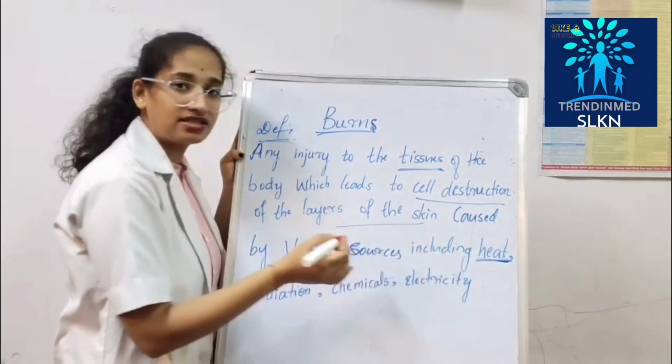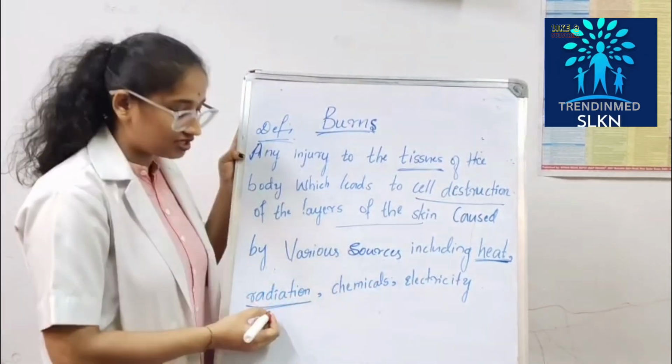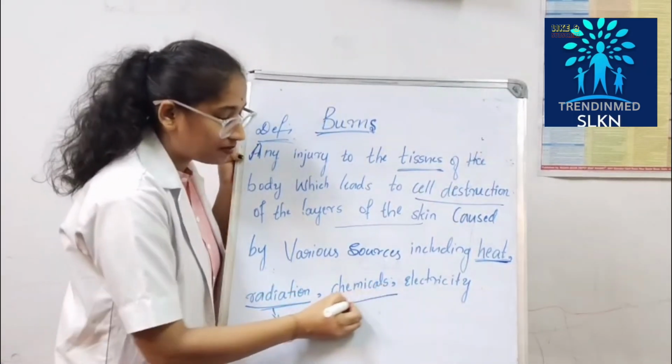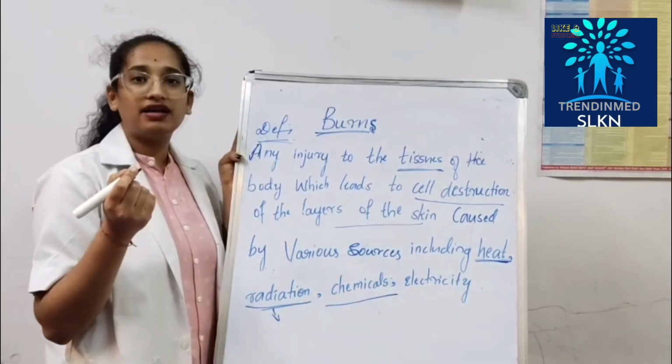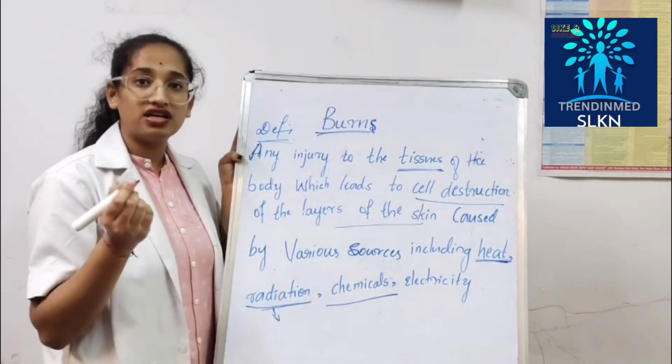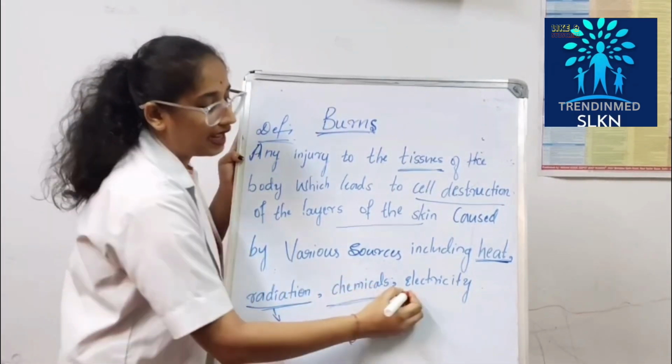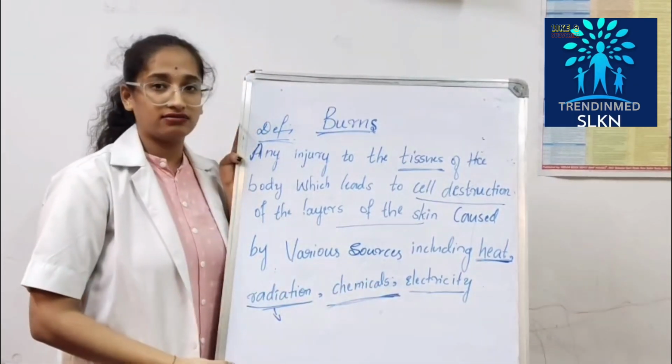It may be caused by heat, any hot substance, or radiation, meaning ultraviolet rays from the sun, or any chemical substance, meaning chemicals, acids or detergents, which may affect our skin. Then electricity means electrical current.